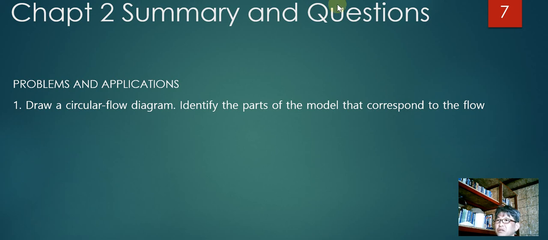Draw a circular flow diagram. Identify the part of the model that corresponds to the flow. We have a money flow and the resource flow, the factors flow, right? Factors flow and money flow, they are corresponding. The money flow corresponds to the factors flow as much as the same value. Then at the same time, in the reverse way, the money flow.